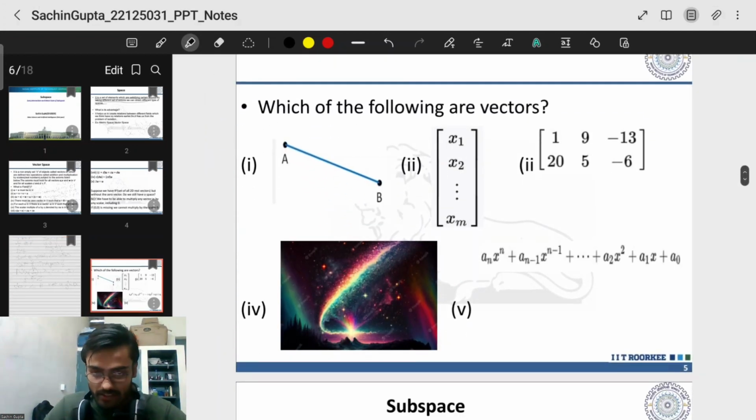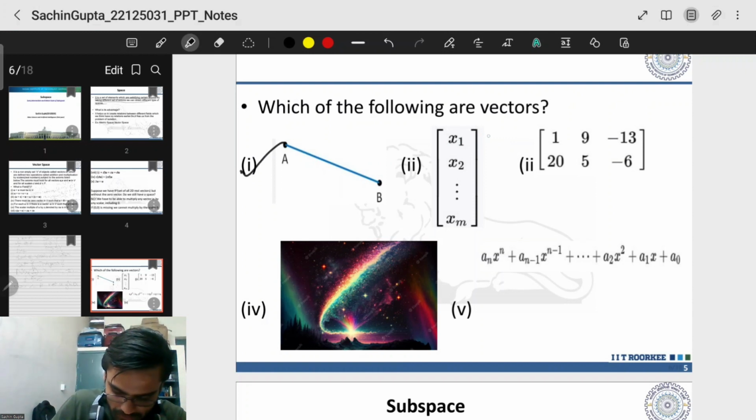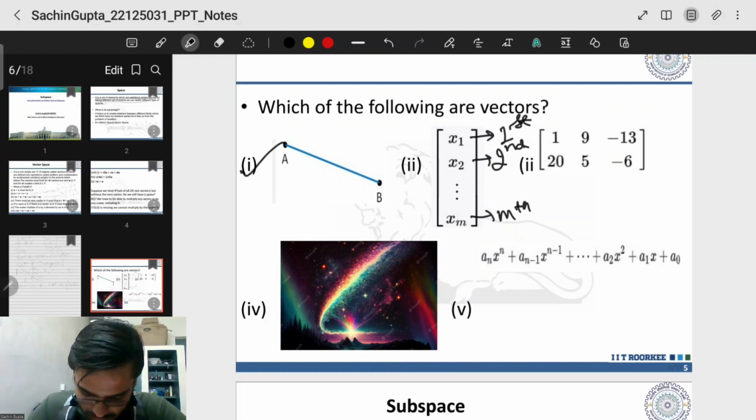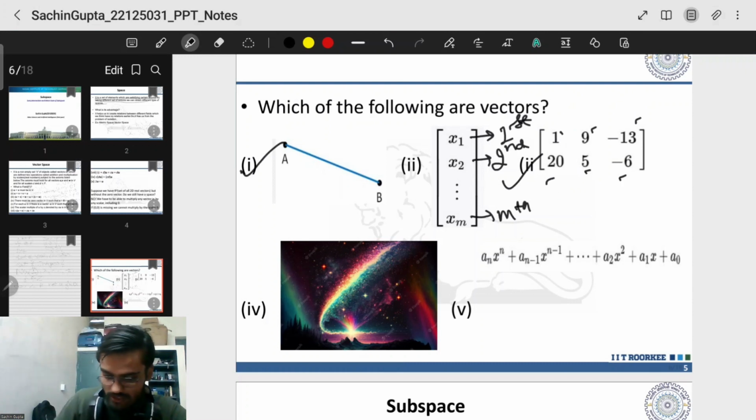Now I have one interesting question. Which of the following are vectors? First example is quite simple. You can just see it is a vector. And the second is also simple. Let's say it has one component, second component, third component, and up to the mth component. So in this there are m components. In this other one there are 6 components, 1 2 3 4 5 6. So it is also a vector. So a matrix can also be treated like a vector.